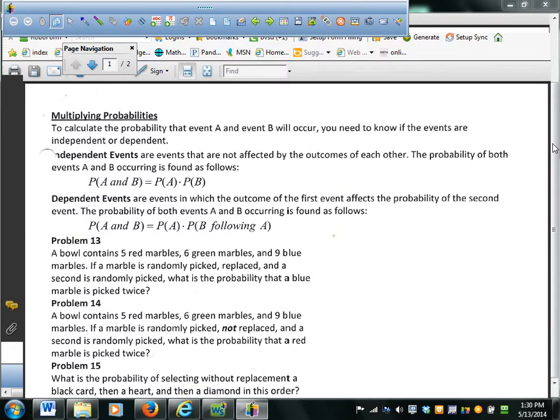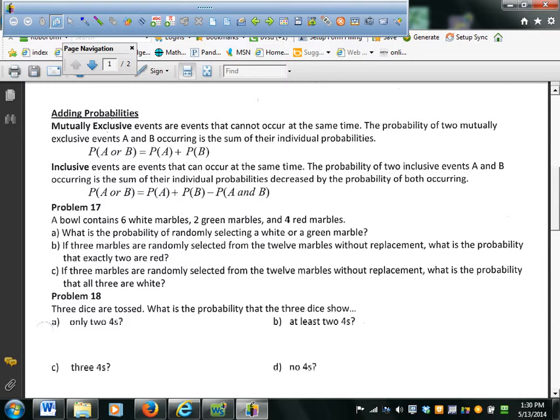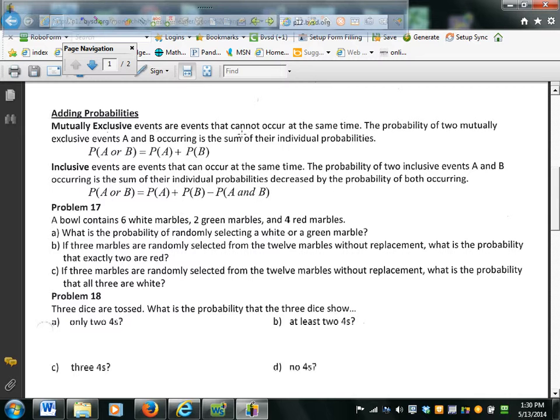Adding probabilities: mutually exclusive events are events that cannot occur at the same time. The probability of 2 mutually exclusive events A and B occurring is the sum of their individual probabilities, okay?